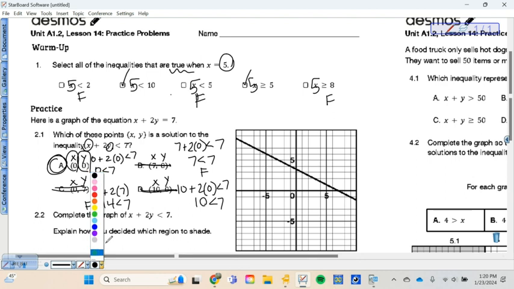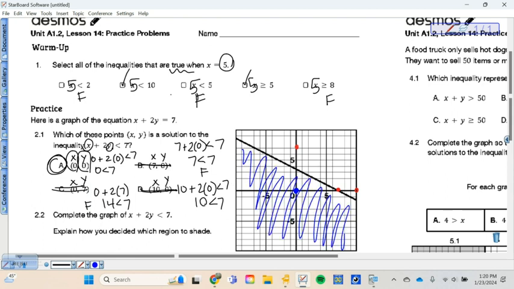So if I look at this on the graph, this is 2.2. If I look at all of these points, I've got 0, 0. This is a solution. And then my 7, 0 right here, that's not a solution. 0, 7 is not a solution. And 10, 0 is not a solution. So what side of the line am I going to shade? The bottom side has my solution on it, so I have to shade down here. Okay? Because that's the side that contains the solution.